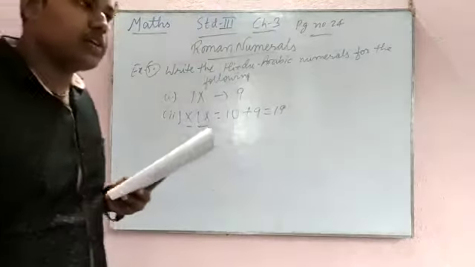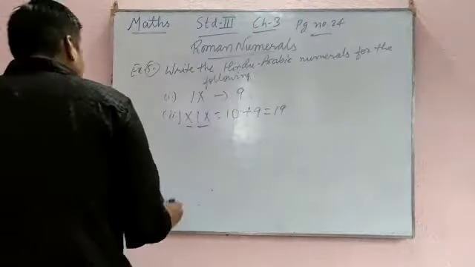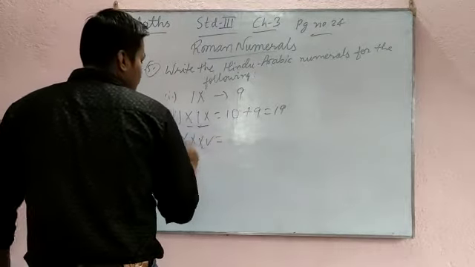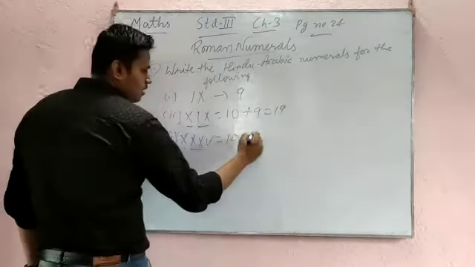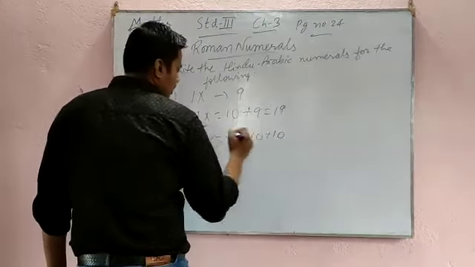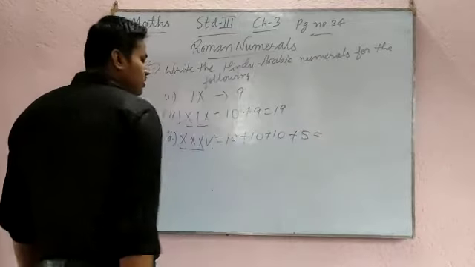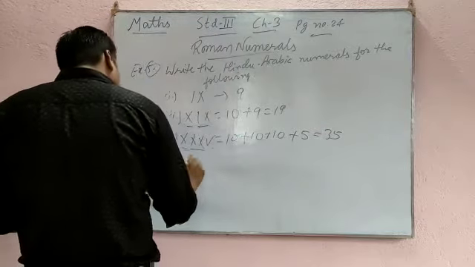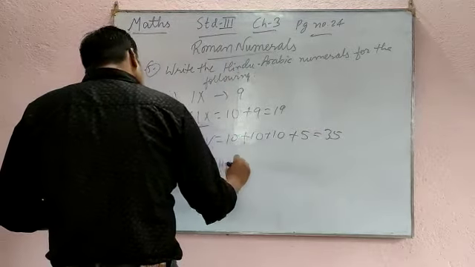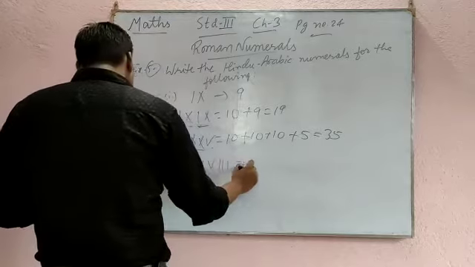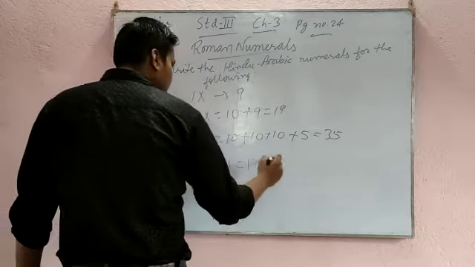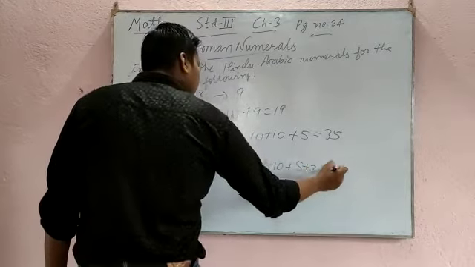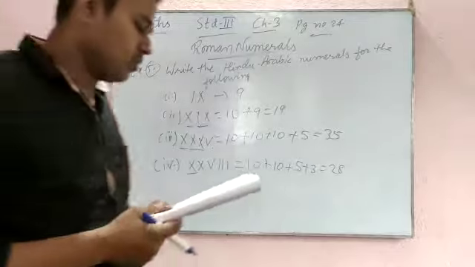We have to break it in first expanded form, then you have to add. Few more we can see. So this is 10. Again this is 10. Again this is 10. And this one is 5. So 10 plus 10 plus 10, 30 plus 5, 35. One more you can see. So see, this is 10, this is 10, 5, and this is 3. So 10 plus 10, 20, 20 plus 5, 25 plus 3, 28.